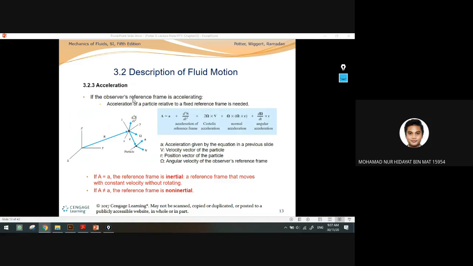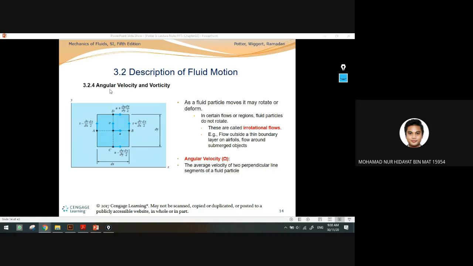Since the observer is accelerating, you need to know this angular acceleration, omega. So what is omega? Omega is angular velocity, and it is directly related to vorticity. Here we have a region in the x and y plane. We consider the space dx, the distance dx, and here the distance dy.